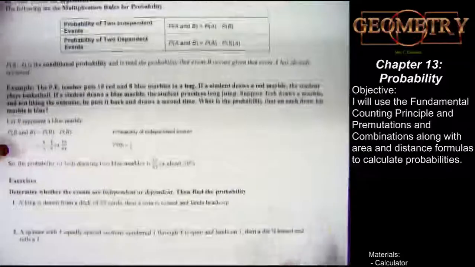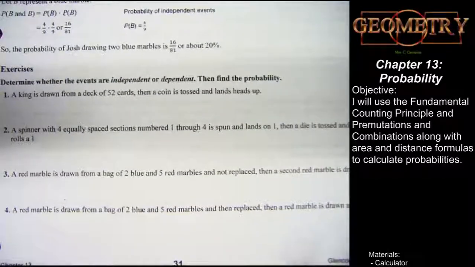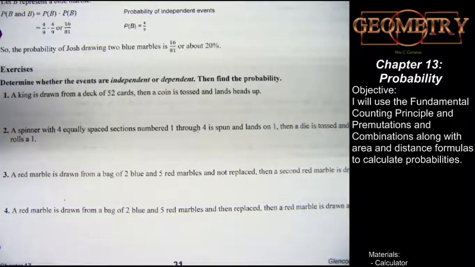All right, so if it's an independent event, let's look at number 1. Number 1 says the king is drawn from a deck of 52 cards. So we're drawing cards from a deck. And then a coin is tossed into the air. Could the act of me drawing a card from a deck possibly affect what's going to happen when I flip a coin? No, these two things aren't related to each other. And so they're independent events.